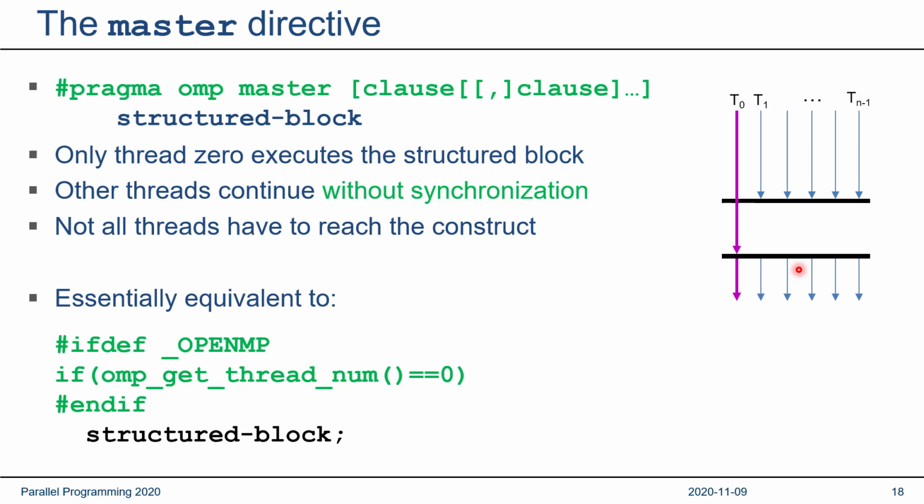Basically, if you think about it, the master construct is the same as saying if OMP get thread num equals 0, so if this thread is number 0, you execute the structured block. And to make it compliant with non-OpenMP execution, you could mask out the if with an ifdef on the underscore OpenMP symbol. So this is actually the same, which means the OMP master directive is just convenience to ease writing programs. It's not something that actually adds important functionality.